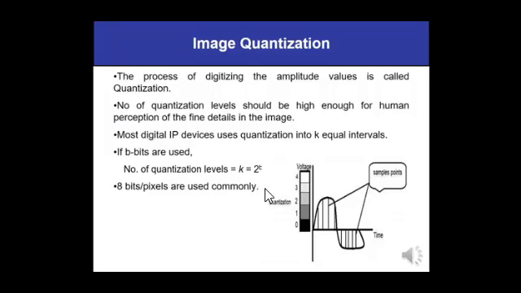The number of quantization levels is given by k equals 2 to the power b, where b is the number of bits. Always remember this. In practice, there are mostly 8 bits per pixel. See this image, there are some sample points and quantization levels. 0 is the lowest level of quantization, and here 4 is the highest.